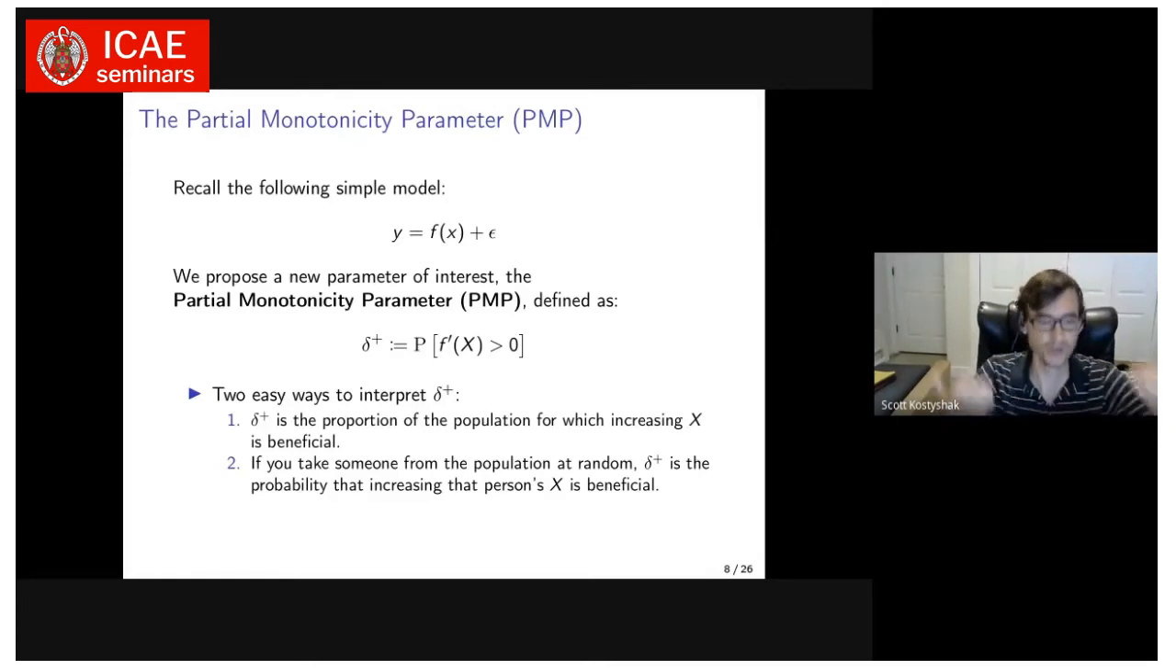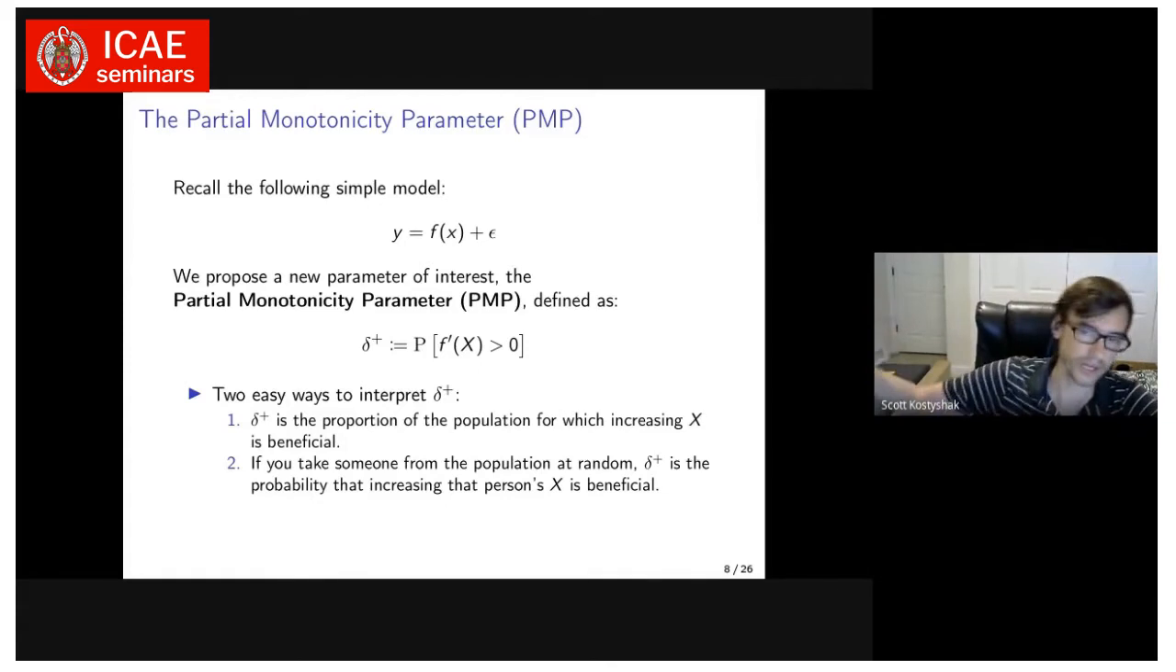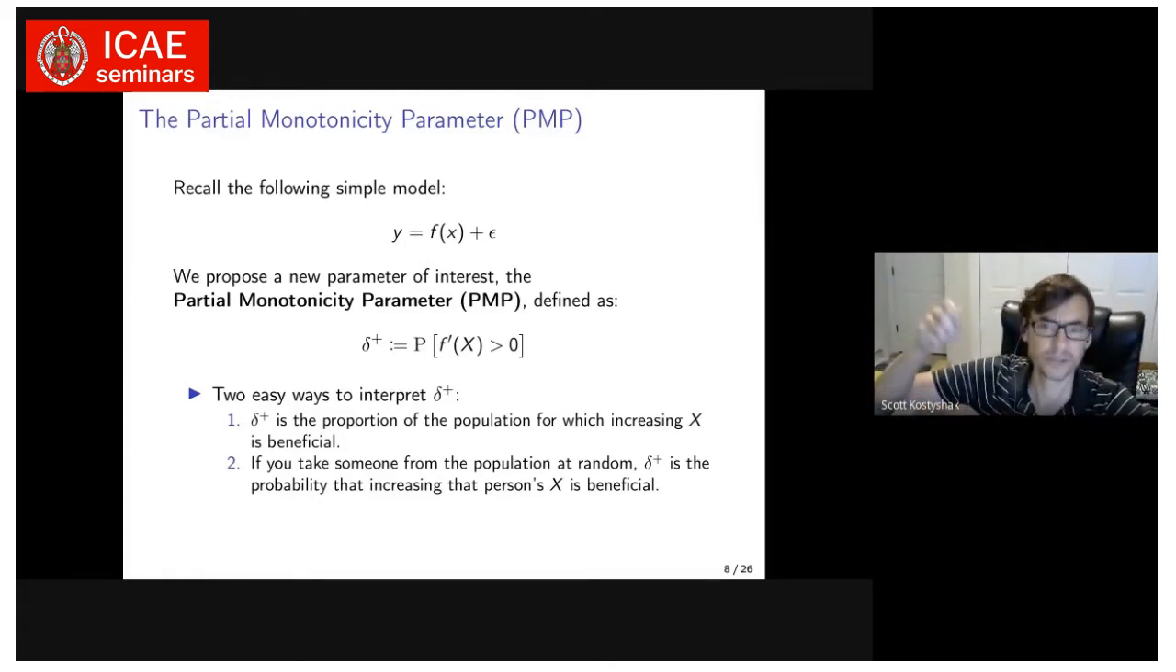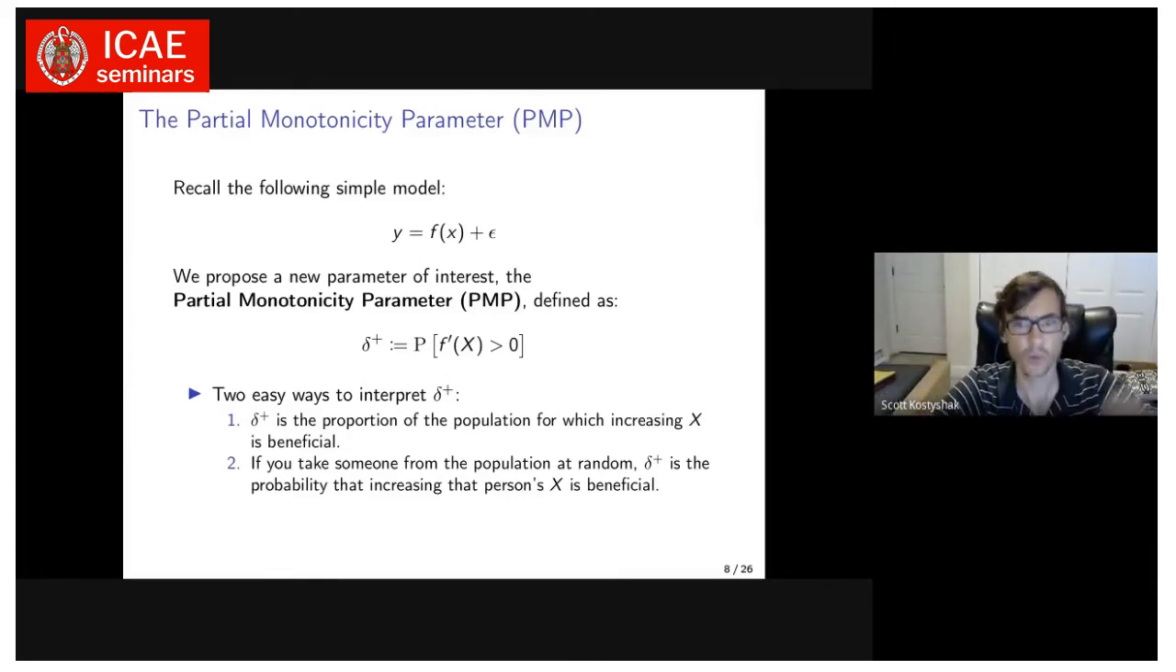So in other words, it's the proportion of the population for which increasing x marginally also increases the y value. Alternatively, you can interpret it as: if you take someone at random from the population and increase their x by a small amount, it's the probability that person's y value will also increase by a small amount. So this is the parameter that we're going to study, the parameter that we propose as a parameter of interest.